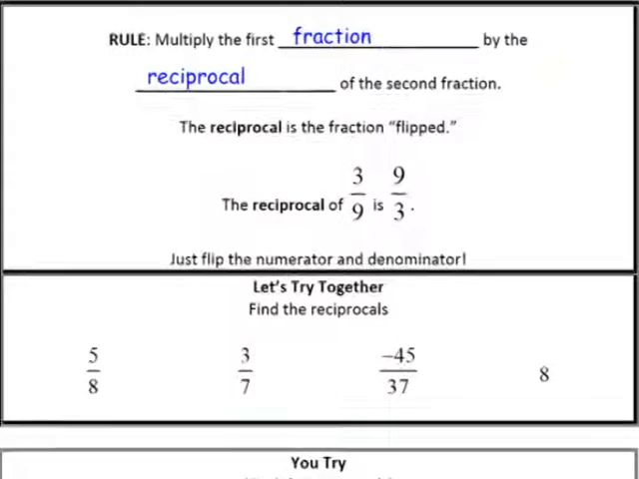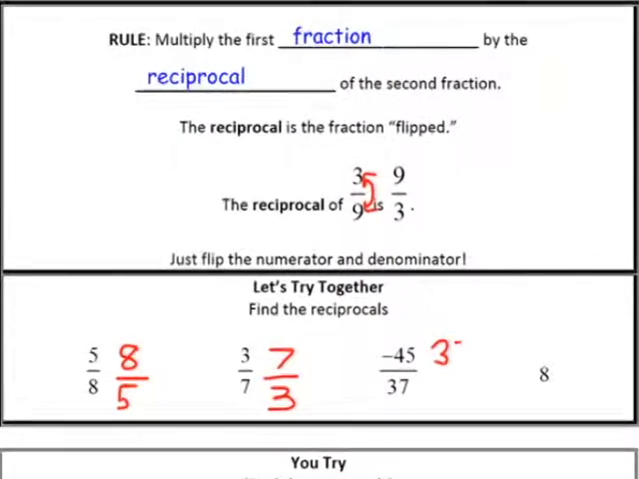Just like multiplication is the opposite of division, we're going to take this fraction and invert it, flip it around. 3/9 becomes 9/3. Let's try writing the reciprocal of these. 5 over 8 is 8 over 5. I apologize, inverse is the incorrect term, guys. Inverse would require a negative. 3/7 becomes 7/3. See, I'm just writing the reciprocal. I'm flipping it over, putting it on its head. Negative 45 over 37 would become 37 over negative 45.